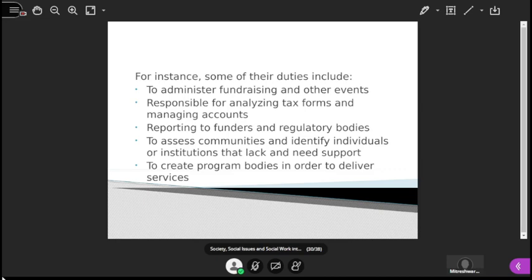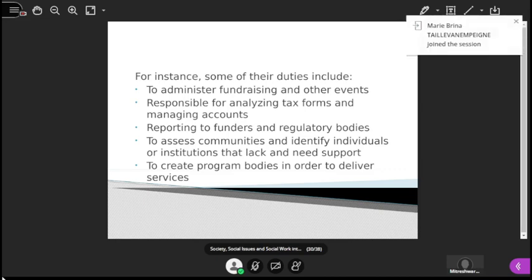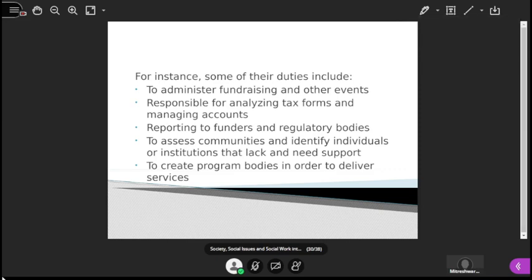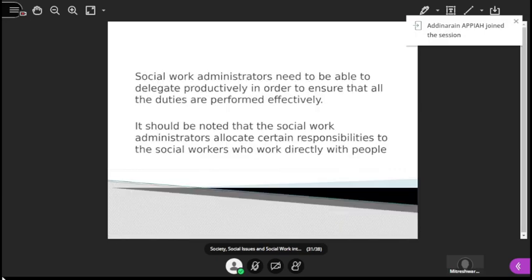To assess communities and identify individuals or institutions that lack need and support. Alors, nous nous inquiétons quand nous finissons target un groupe de population d'un quartier, d'un village. Est-ce qu'il y a un service à fin arrive à bon port? Est-ce qu'il peut service à bon escient? Est-ce qu'il y a un improvement? This is the role of these administrators. Okay? To create program bodies in order to deliver services. Mais ce n'est pas eux qui vont faire le social work. You with me? Allô? Yes, sir. Oui, monsieur.